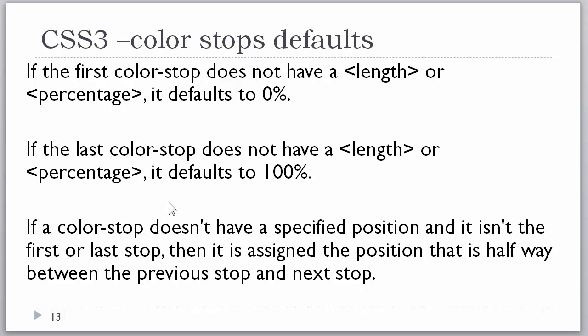Alright, so just some theory here. If the first color stop does not have any kind of length or percentage, and by the way, they can be pixels, it defaults to 0%. So you can set a color stop for the first one. If the last one doesn't have a length or percentage, it defaults to 100%. If it doesn't have a position anywhere in between, then it's just positioned approximately halfway, or with respect to how many stops you have, as the browser would do, evening it out.